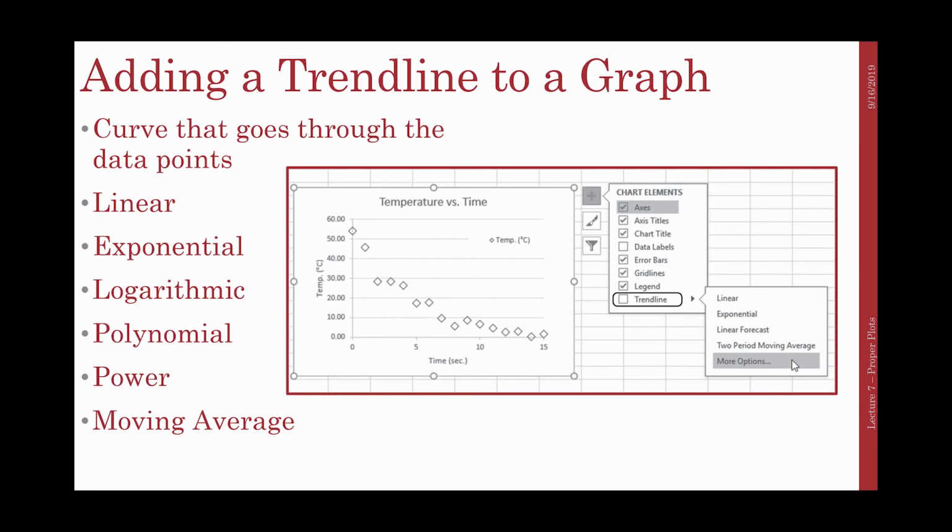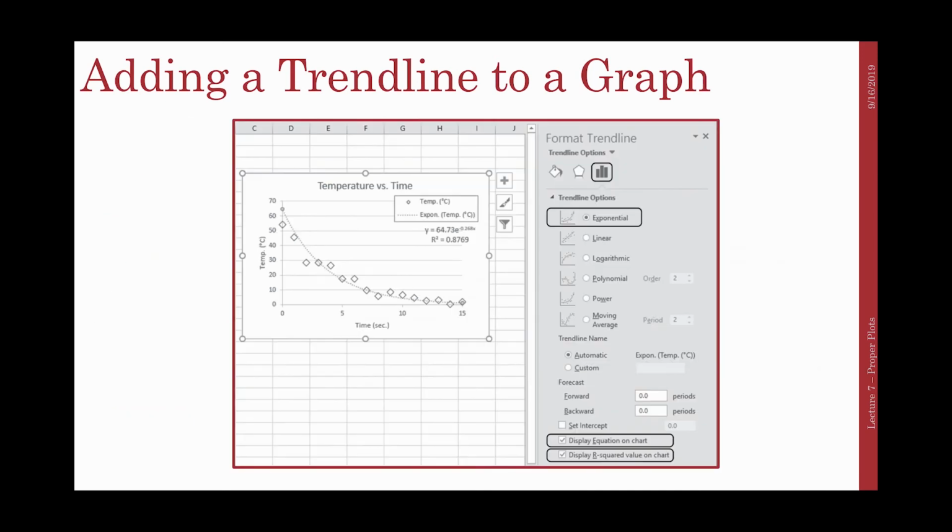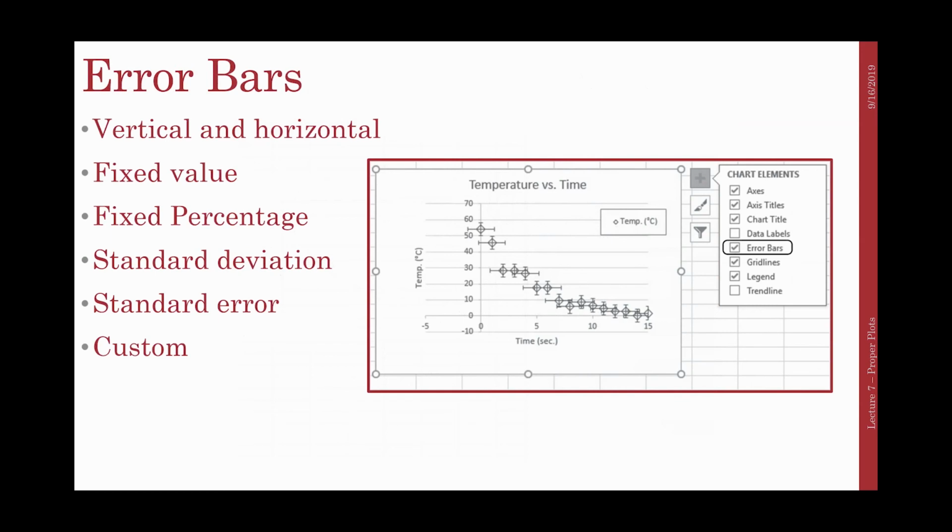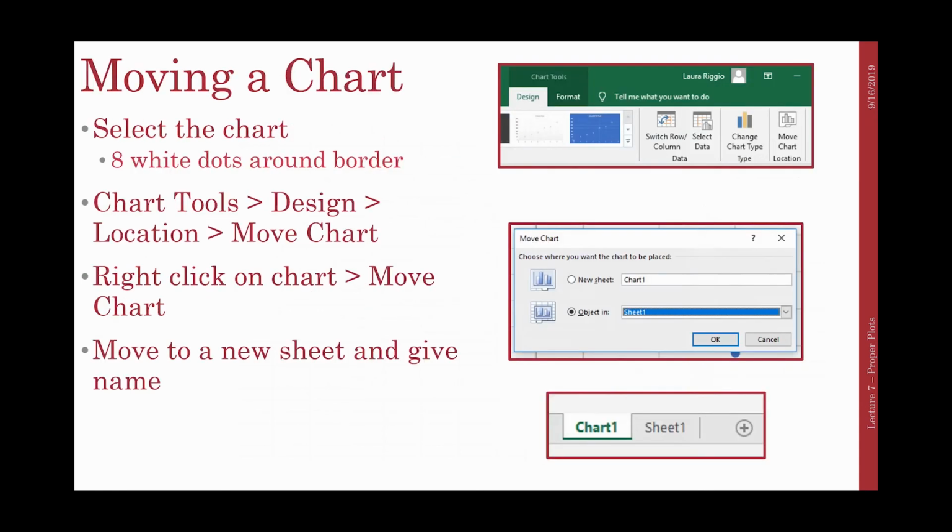You can add a trend line, which we'll get to in the next chapter, where it's a curve that goes through the points on the data. You can have a linear, exponential, logarithmic, polynomial, power, or something called a moving average. And just like everything else in Excel, you can format it, you can display the equation. You can add error bars for horizontal and vertical. You can have a fixed value, a fixed percentage, a standard deviation, a standard error, and you can even make custom ones.